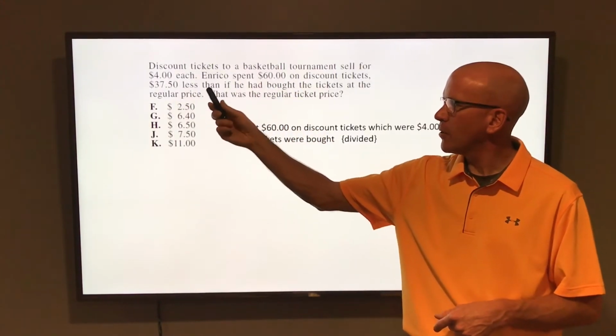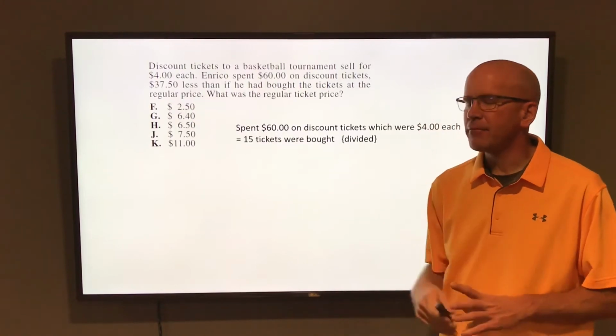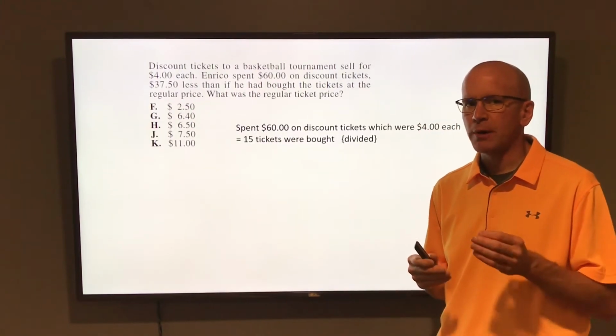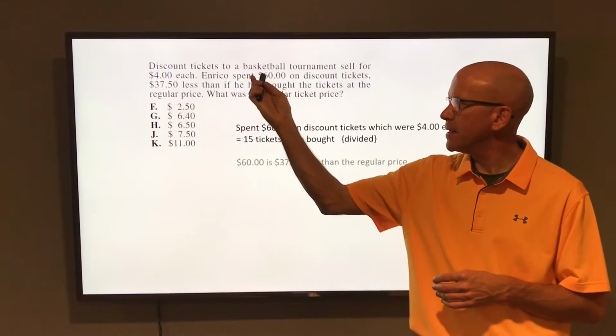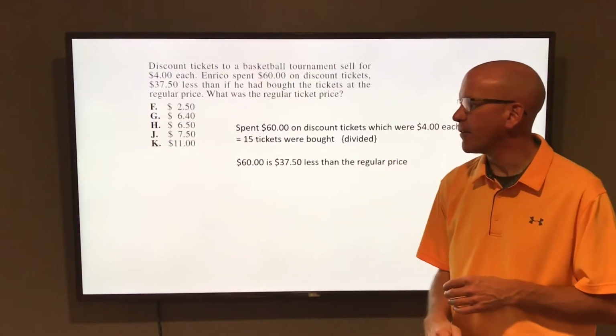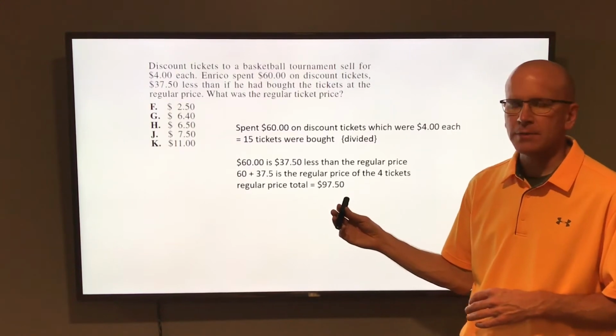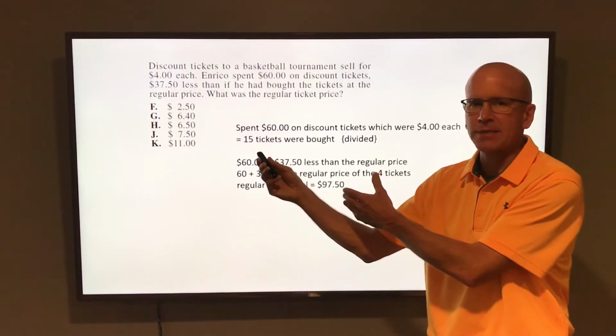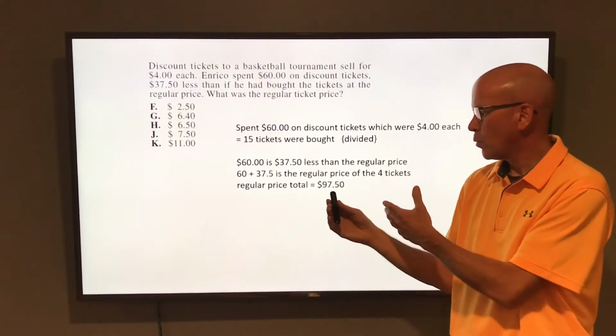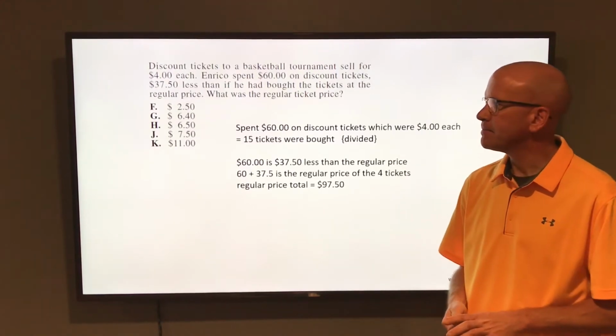Now that $60 is $37.50 less than if he had bought the tickets at the regular price. So the regular price would be that 60 plus $37.50, and that is $97.50 for the regular tickets. So those 15 tickets at the regular price would be a total of $97.50.